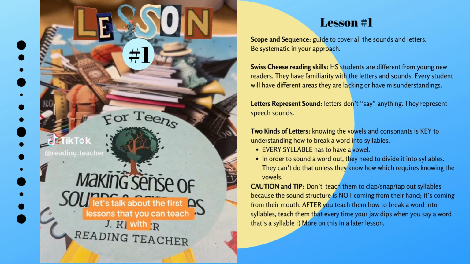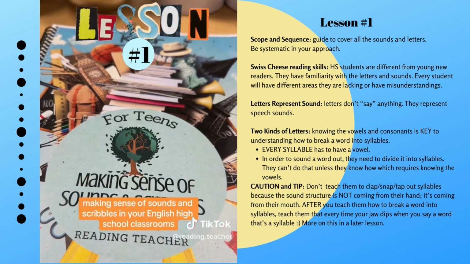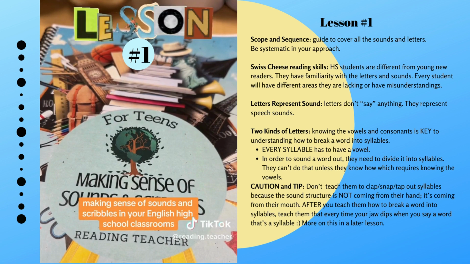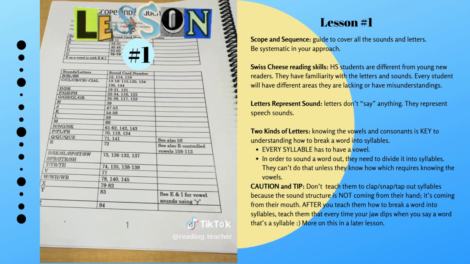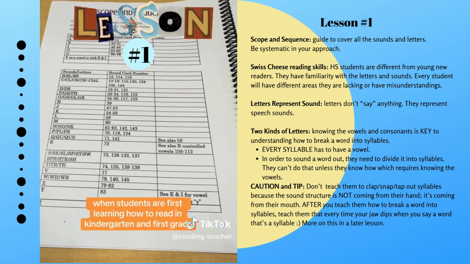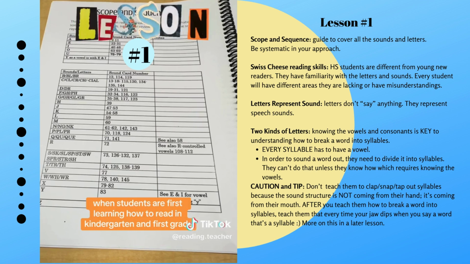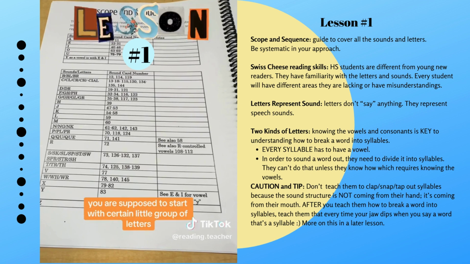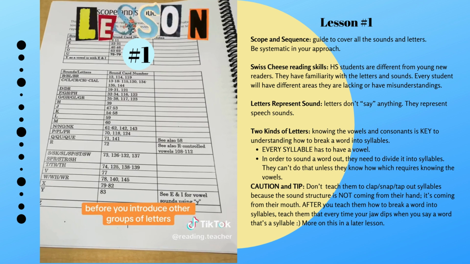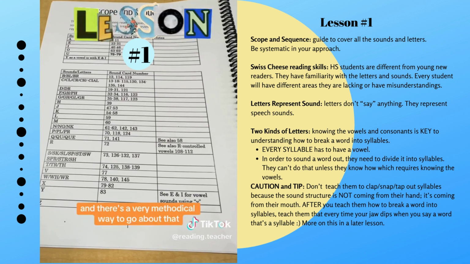Let's talk about the first lessons that you can teach with Making Sense of Sounds and Scribbles in your English high school classroom. The opening part of Sounds and Scribbles is the scope and sequence. When students are first learning how to read in kindergarten and first grade, there is a very definite scope and sequence. You are supposed to start with a certain little group of letters before you introduce other groups of letters, and there's a very methodical way to go about that.